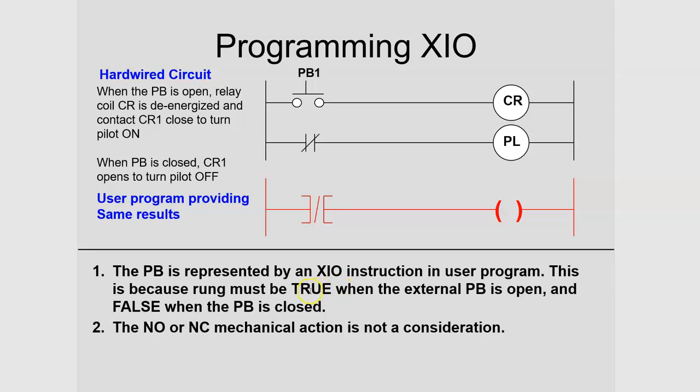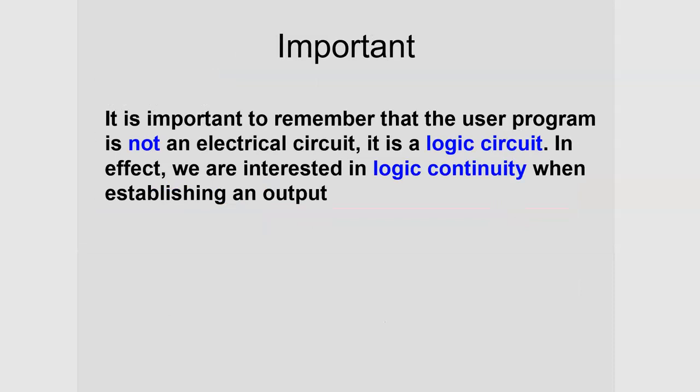So if I want my program to mimic that, if this button is not pushed, that's a 0 in that bit position of the input image table. So I need the logic that says when I see a 0, I want you to be true. Well, that's this one, examine if open. When the examine if open instruction sees an open switch, that makes it true, which makes this whole rung true, which means that pilot light is going to turn on if it's mapped to whatever address this output energize command is mapped to. So if you understand that, then I'm happy.